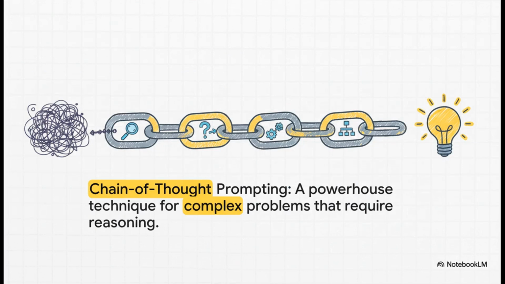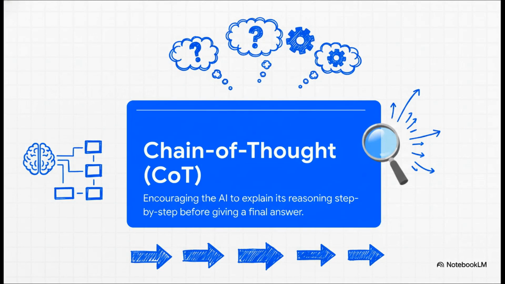And now for the powerhouse technique. This one is especially for complex problems that require actual reasoning. This is chain of thought prompting, and this is where things get really, really interesting. So here's the crucial part. You're not just asking for the final answer. You are asking the AI to show its work. By prompting it to think step by step, you're kind of forcing it to break down a problem, identify all the logical steps, and then arrive at a conclusion.